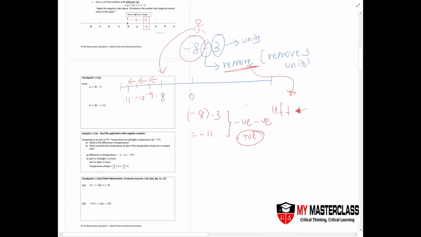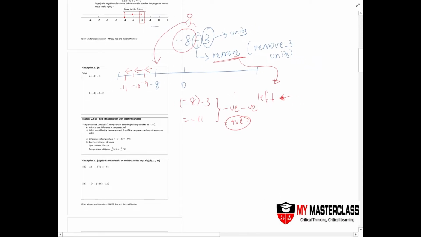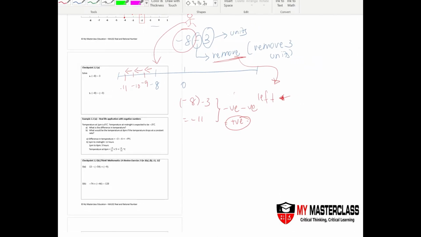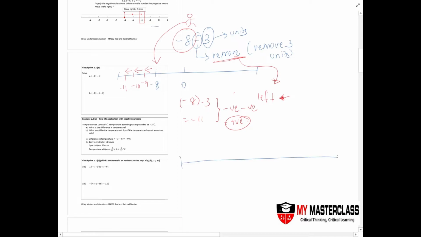Now, if you're still confused, let's take a look at part B. Now part B, what are they asking for? They're asking for negative 8, again 0, negative 8. They want you to do negative 8 minus away negative 3. It means I am now here at negative 8. This is me. I want to remove 3 negative units. So this is 3 negative units. That's what they're trying to say.